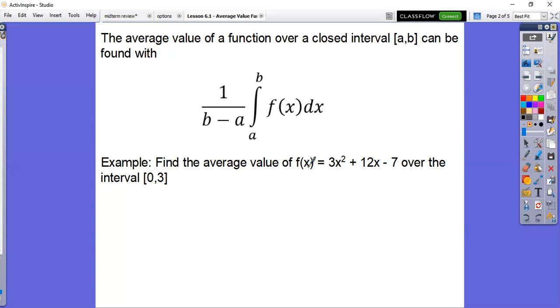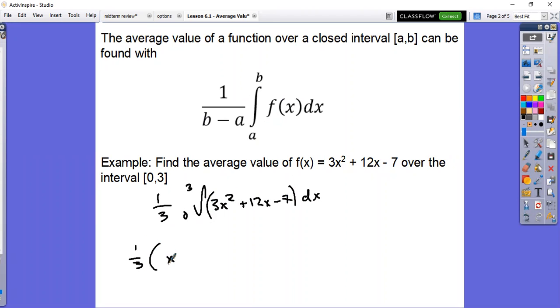So for example, I'm going to take this function right here, and I'm going to find the average value on the interval from 0 to 3. So this is going to be 1/3 integral from 0 to 3 of 3x squared plus 12x minus 7 dx. So then this would be 1/3 times, in the integral, this would be x cubed plus 6x squared minus 7x. We're going to evaluate that from 0 to 3.